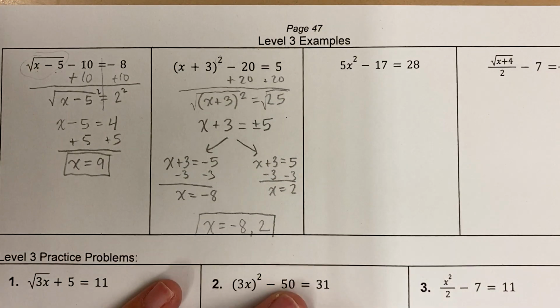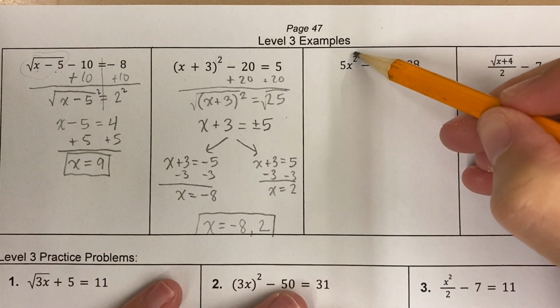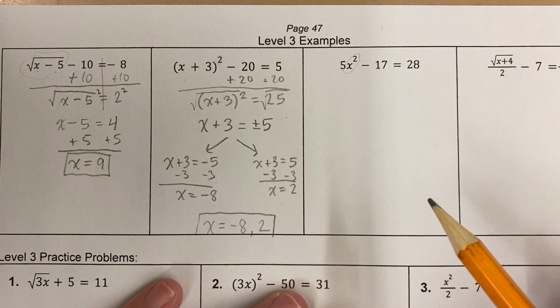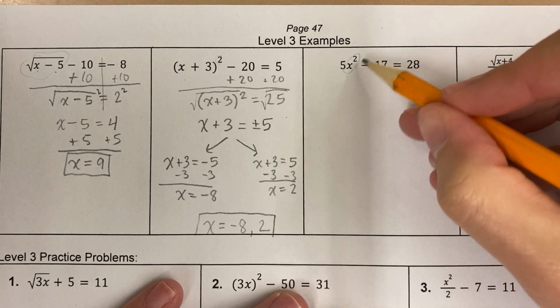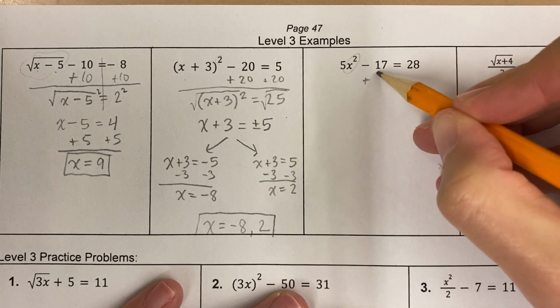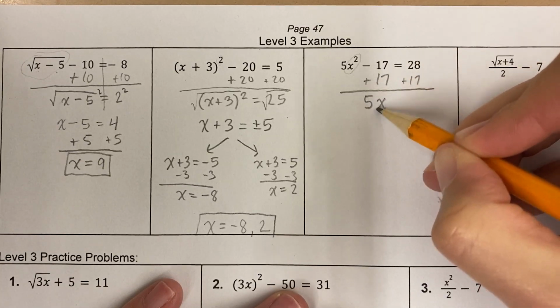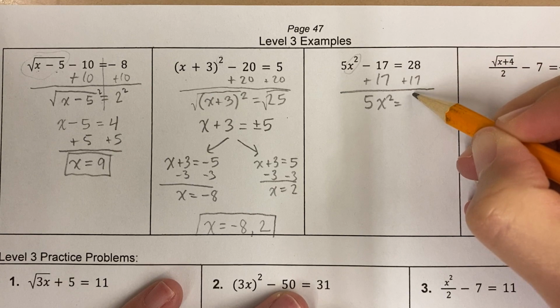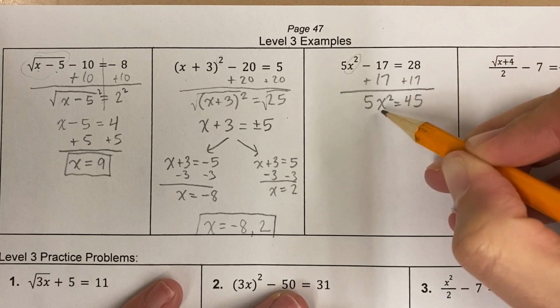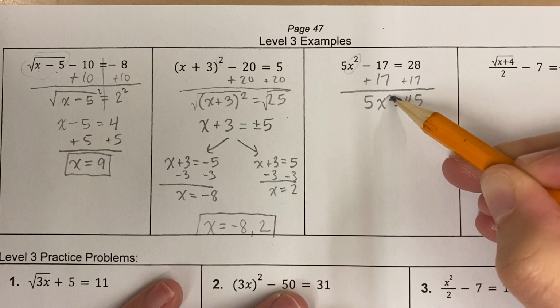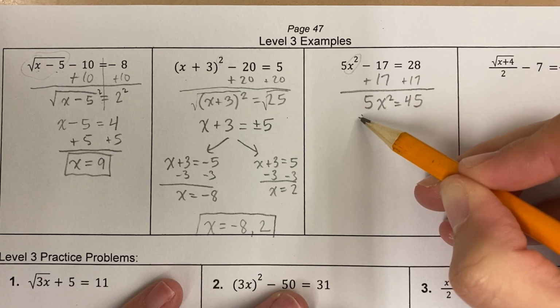All right, let's look here. Here, notice the only thing that's squared is this x. We have to get the part that's squared by itself, so I'm going to just try to get that x squared by itself. I'm going to start by adding 17. I get 5x squared equals, this is 45. This x squared is being multiplied by 5. Now look, the 5 is not squared, so I can't square root yet. I have to get rid of this 5 first.